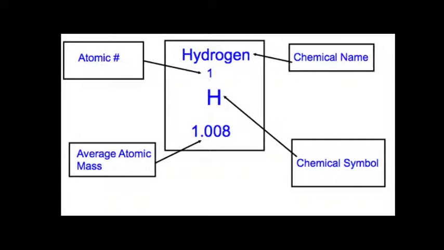If you take a look at the picture, this is a very typical square for a periodic table. The top there has a chemical name, and then we have the atomic number, which I just talked about, which is your number of protons. And then you have the chemical symbol, and you have the average atomic mass. We'll look later at the average atomic mass.